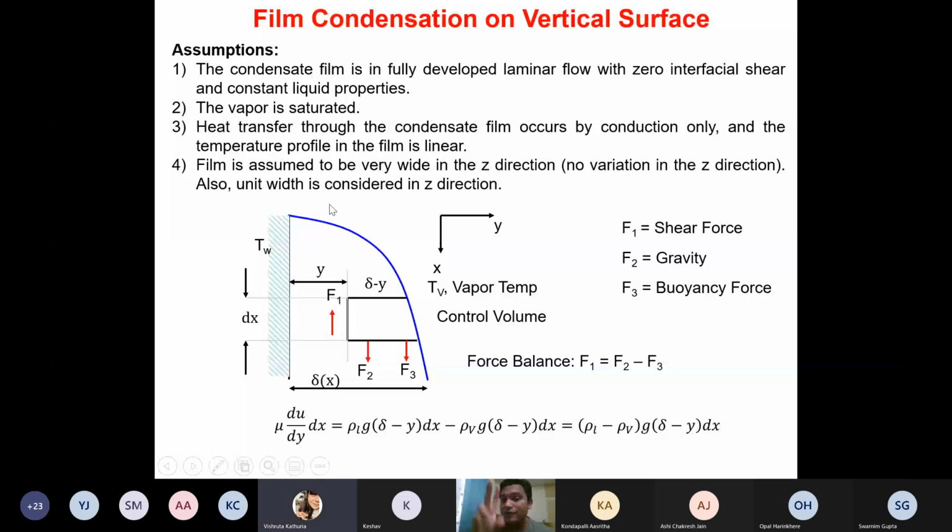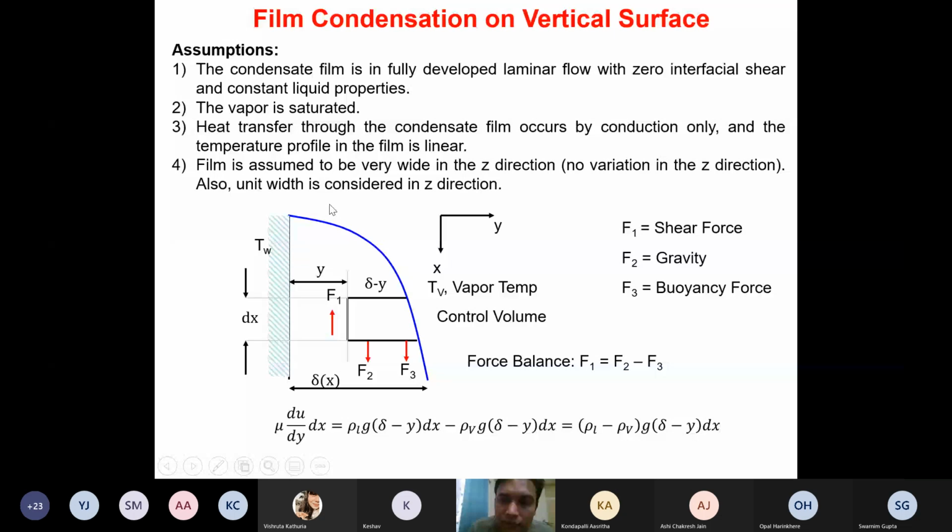Sir, I wanted to ask what zero interfacial shear means. Is it clear? First, at the surface of this liquid film and the vapor, there is no shear at this interface. Get it? So there is no shear force offered by the vapor on the liquid. That is what it means. In this liquid there will be a shear, that is why we are assuming a shear force here, but there is no shear force at the interface. All right? Yes, sir. Okay.